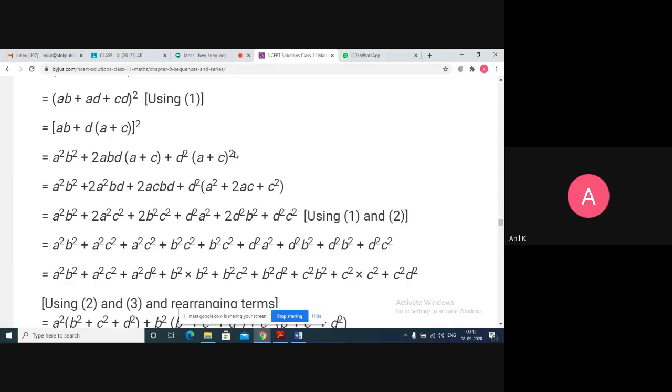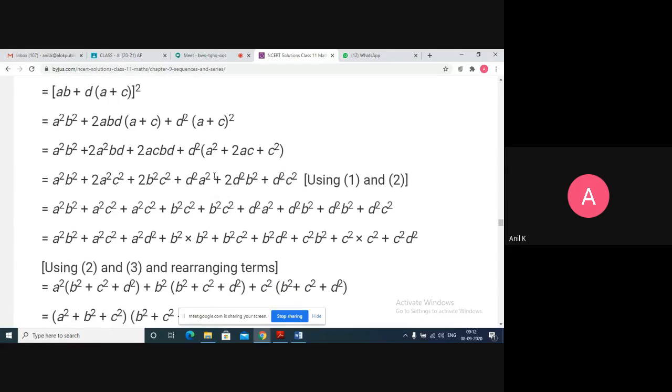Now again these terms I will expand, opening up all the brackets. This a square b square will come as it is. Now this 2abd will multiply with a and c, so I will get 2a square bd plus 2abcd, plus d square into this (a plus c) whole square. You can expand with the identity a square plus 2ac plus c square.